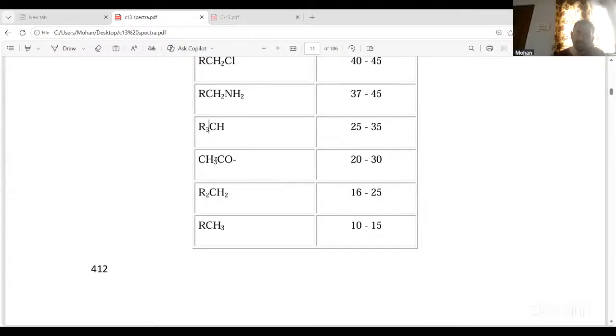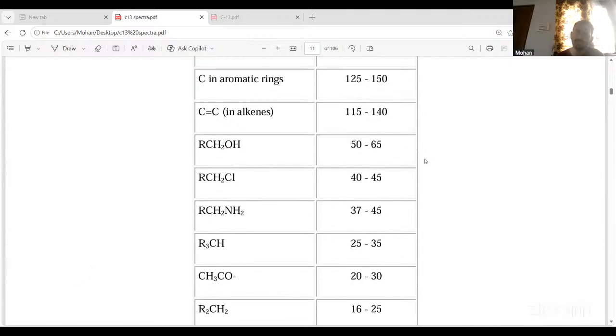Okay. And here the acetyl group, CH3 C double bond O. For the acetyl group, the value is 20 to 30. For this secondary carbon, the value is 16 to 25 here. And here is a primary carbon, in an alkane, 10 to 15. In the alkane, the secondary carbon is 16 to 25, and when it is tertiary, it is 25 to 35.